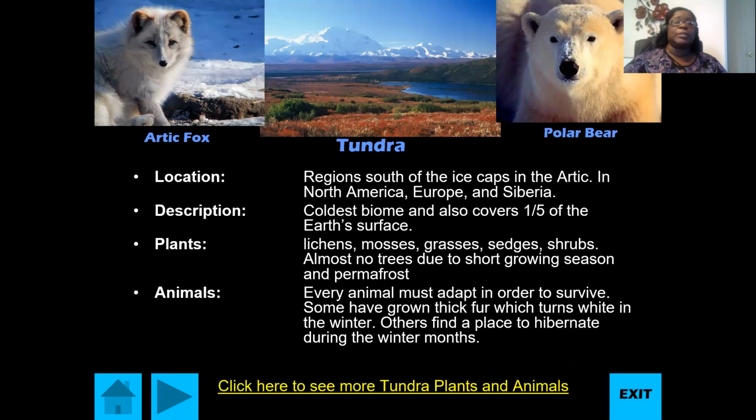It's located in regions south of the ice caps in the Arctic, in North America, Europe, and Siberia. It's the coldest biome and covers 1/5 of the Earth's surface. What type of plants will you find there? Mosses, grasses, shrubs. Almost no trees due to the short growing season. Most animals have very thick fur here.